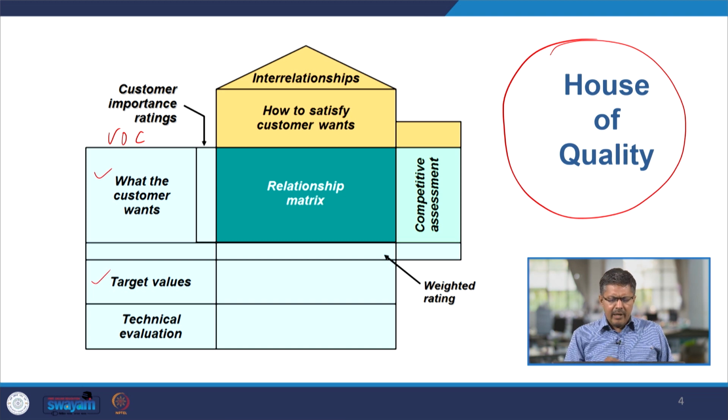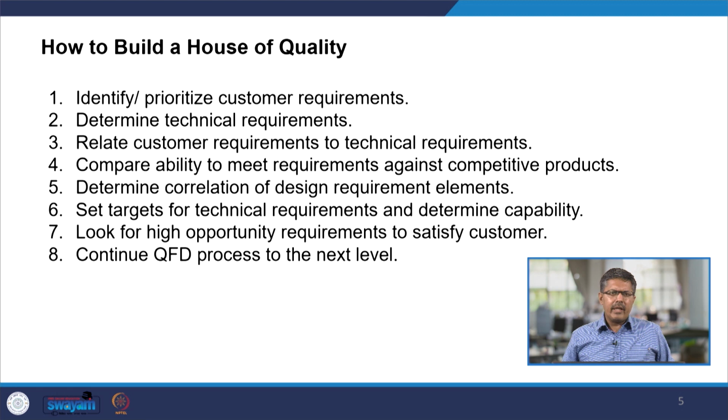So, all these are important to understand the customer's requirements and the associated technical requirements. So, let us go one by one. How to build a house of quality? First, you have to identify and prioritize the customer requirements, and after that determine the technical requirements, as I have already mentioned.